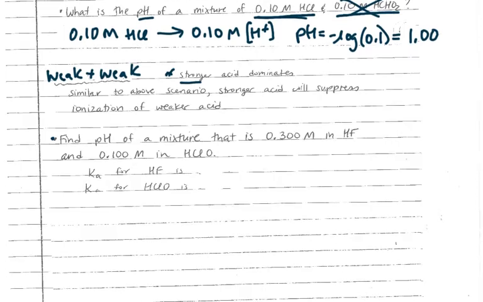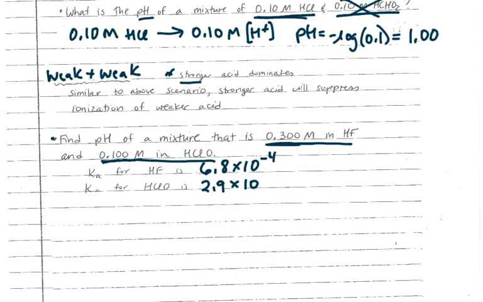So here we go. We've got: find the pH of a mixture that is 0.300 molar in HF and 0.100 molar in HClO. It doesn't matter that they have different concentrations. What matters is the strength. So we need to find the Ka for each of these. We look it up on a table. We find the Ka for HF is 6.8 times 10 to the negative 4th. And we look up the Ka for HClO, and we find that it is 2.9 times 10 to the negative 8th. So which one is the stronger acid? It's the one with the larger Ka, which is this one right here.